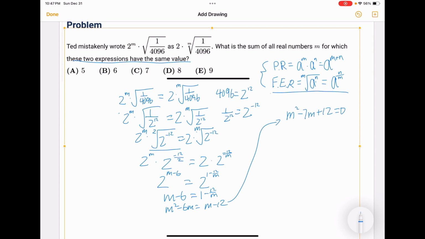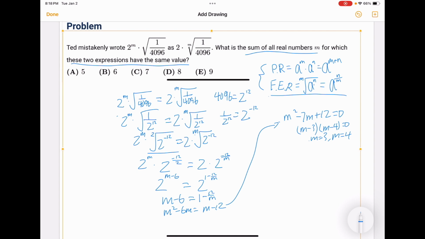There are two ways to solve this problem. One, you can solve this quadratic, and that would give us m minus 3 times m minus 4 equals 0. So m would be 3, and then m would equal 4. And then you can just add these two numbers up.